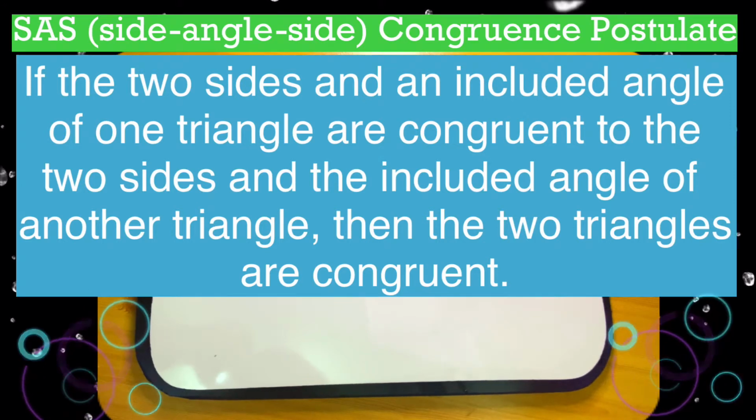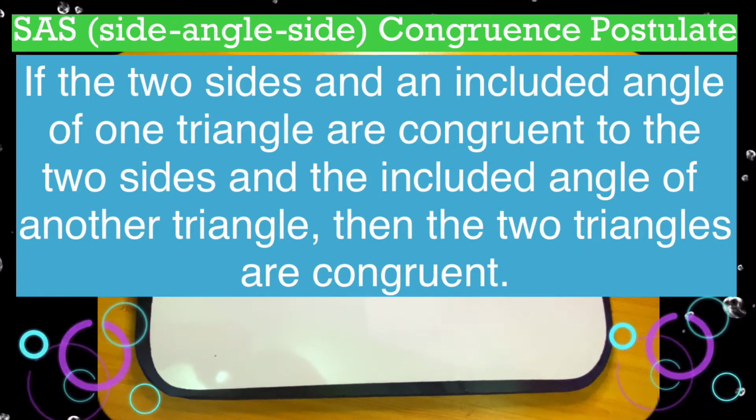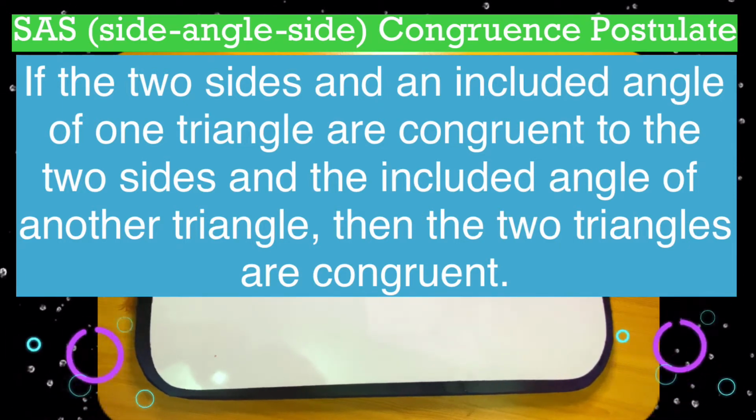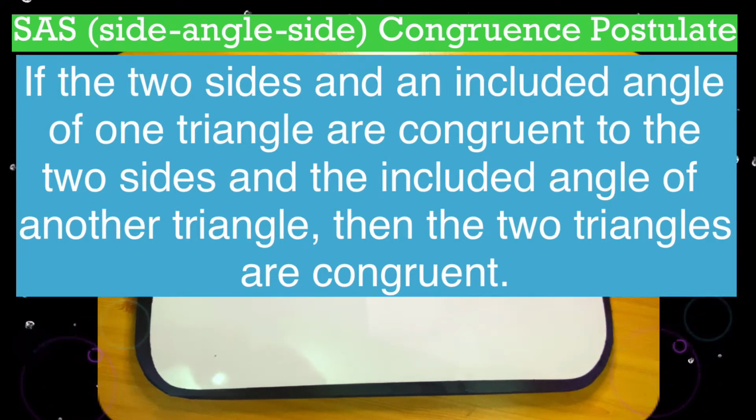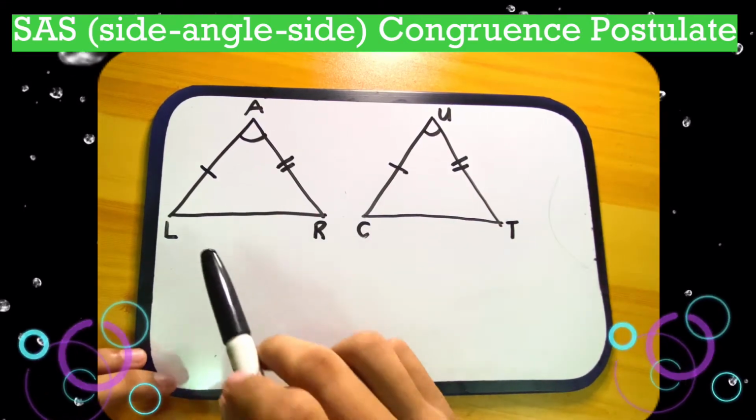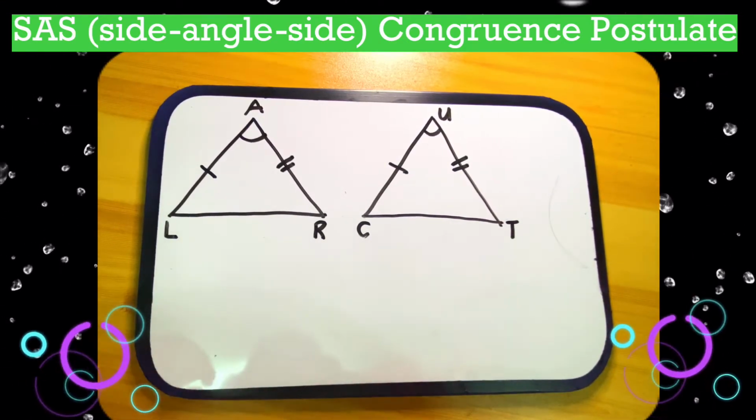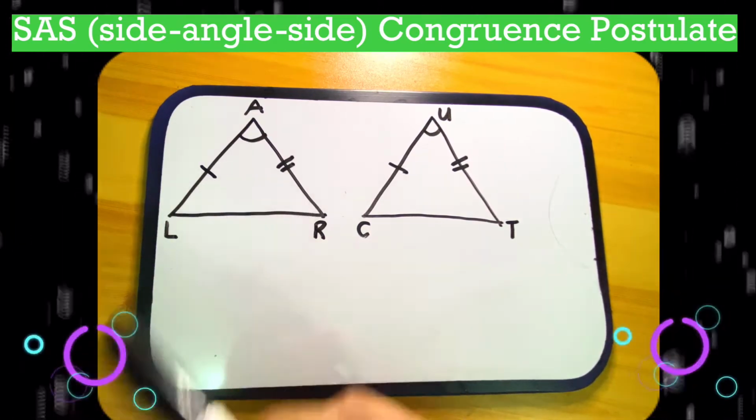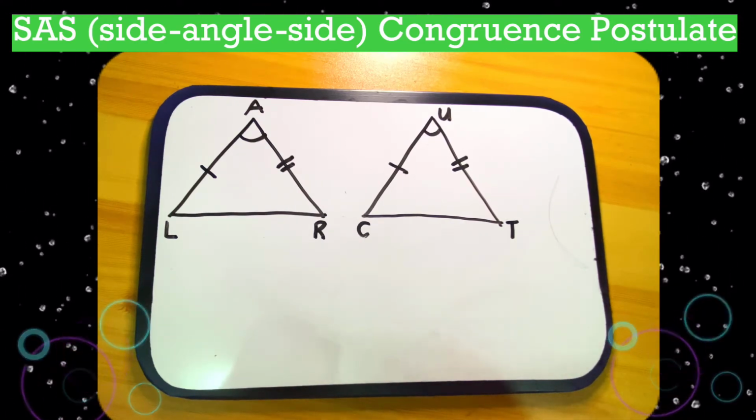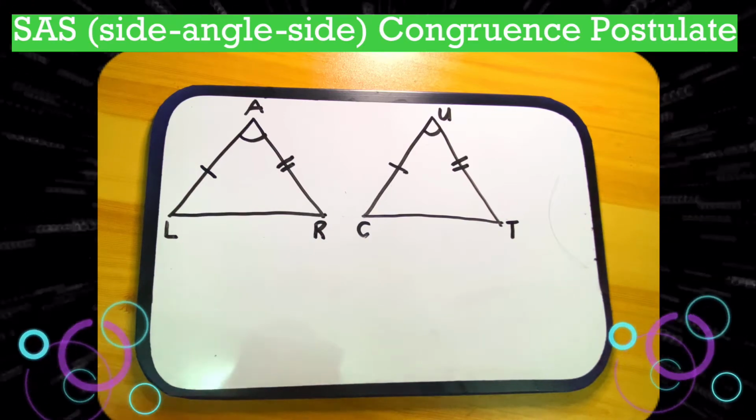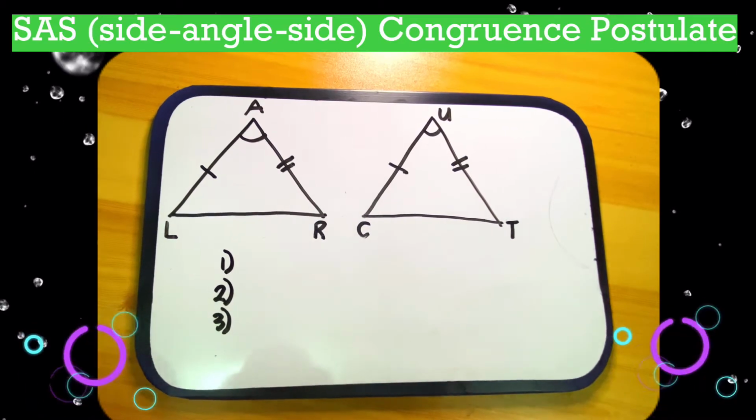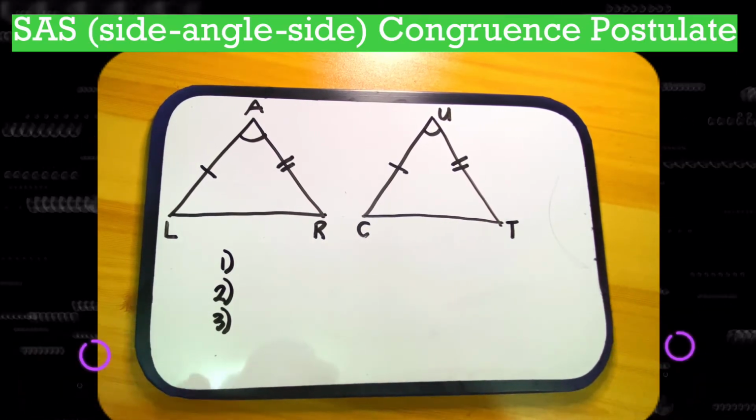Its definition says, if two sides and the included angle of one triangle are congruent to two sides and the included angle of another triangle, then the two triangles are congruent. Okay, I have here two triangles. We have these symbols or markings on the sides and angles. Observe the two triangles first before we write the statements. You will write just three statements, then we can prove that the two triangles are congruent.